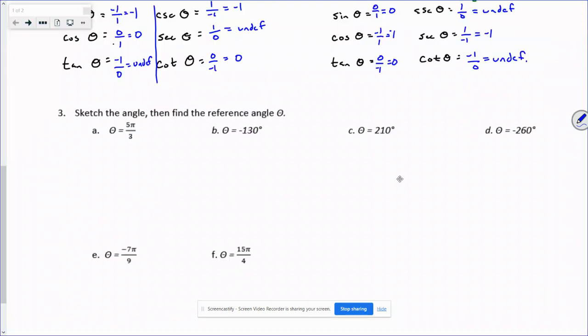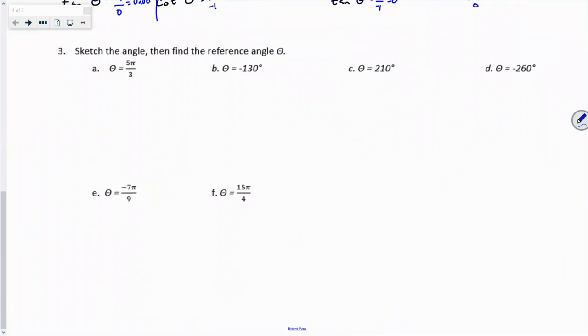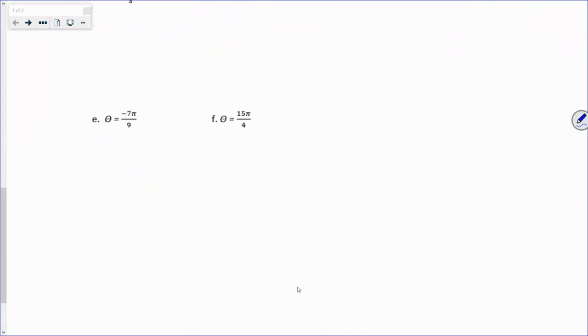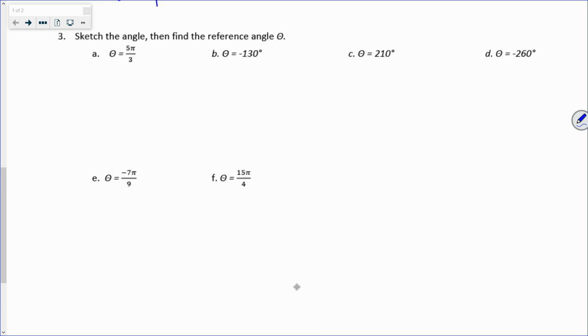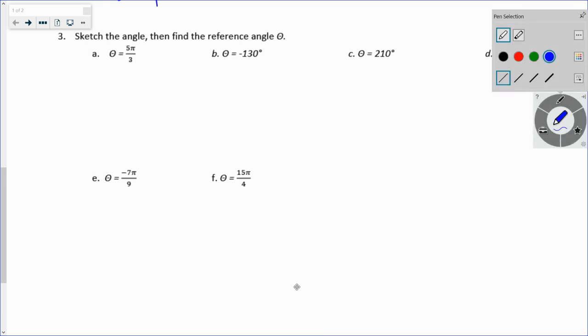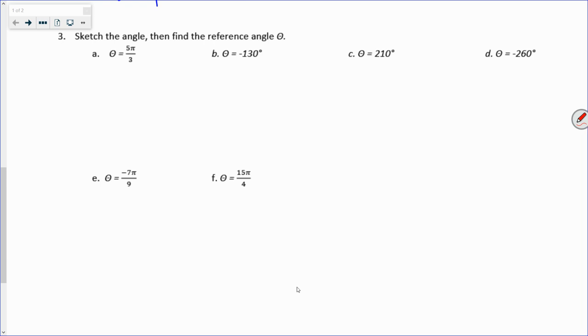All right, on to the next installment. Now, our big term. See if I can get some more room to work. Our big term to understand here, as we're trying to build pieces together, is this idea of a reference angle.